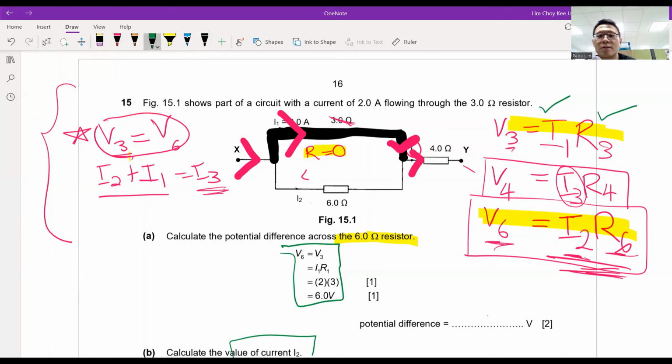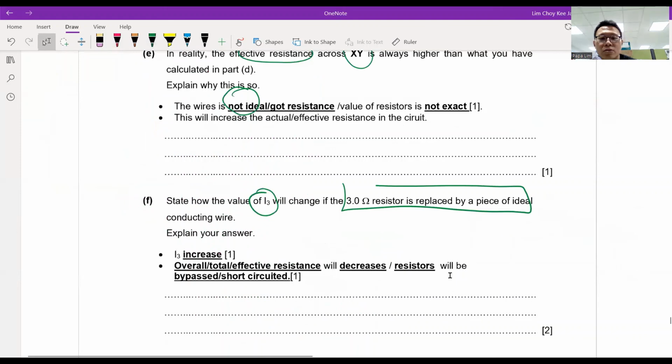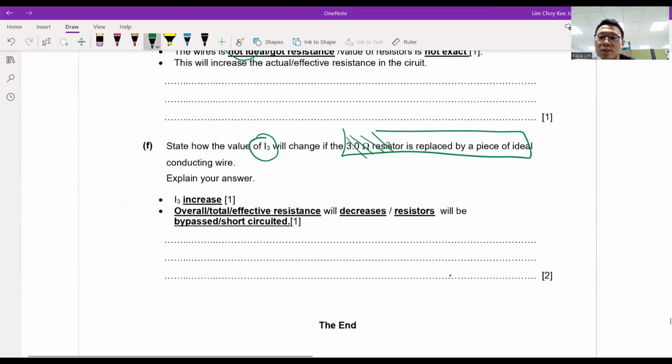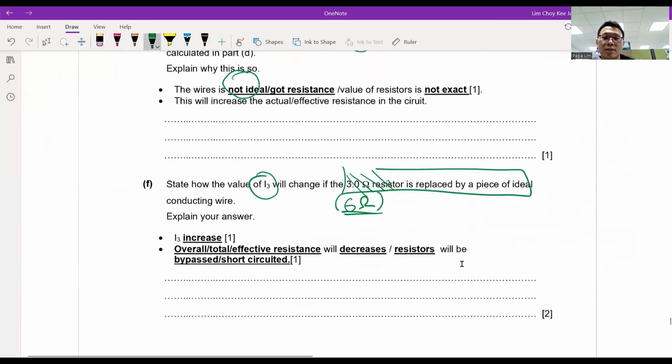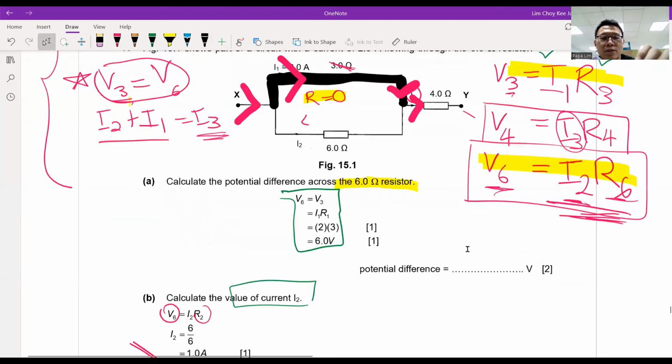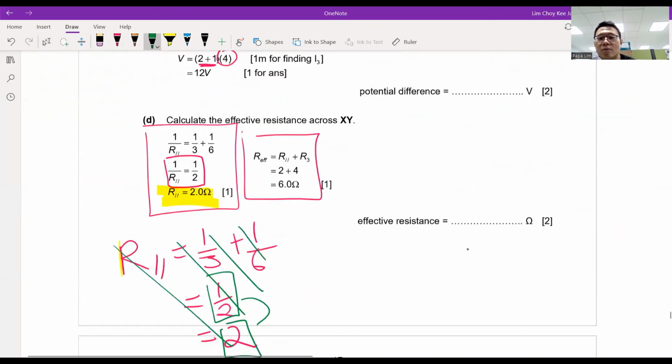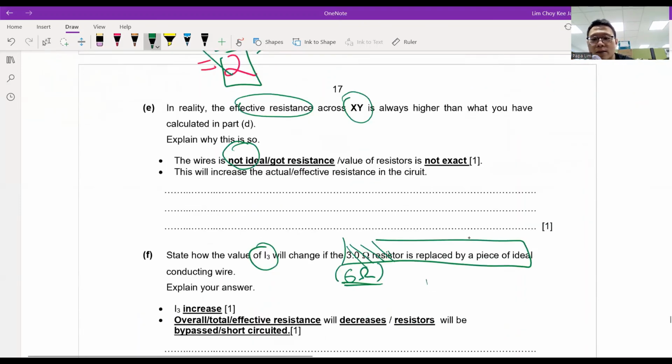So when the question says that I am replacing the 3 ohm resistor, the underlying clue they are giving you is that they are also removing the 6 ohm resistor, because of the short circuit incident. Once there's a short circuit, the 6 ohm is also removed. So effectively between X and Y, because of this wire, there's only one resistor now, which is 4 ohm. This is what the question is trying to tell you.